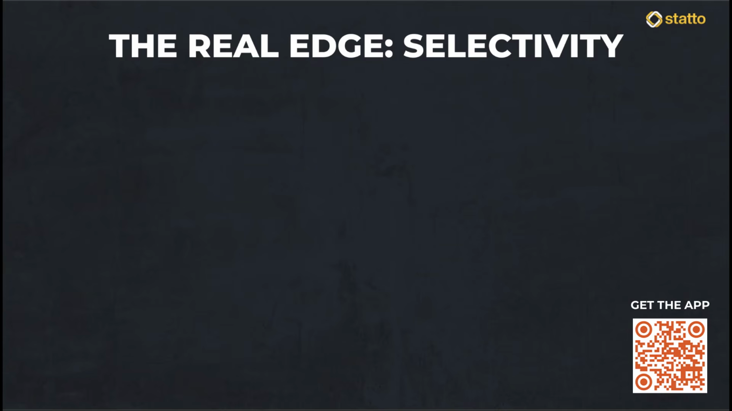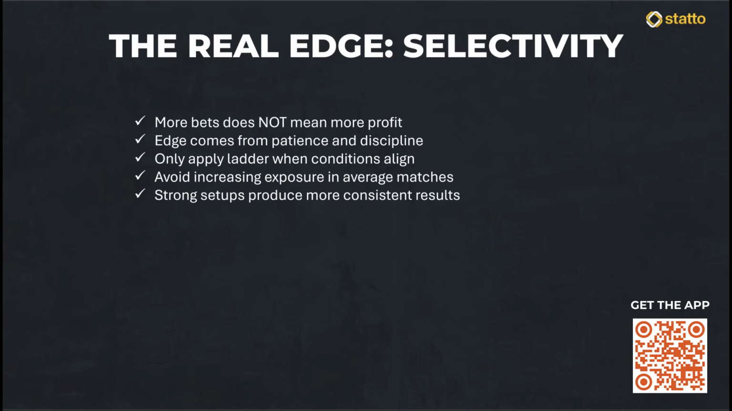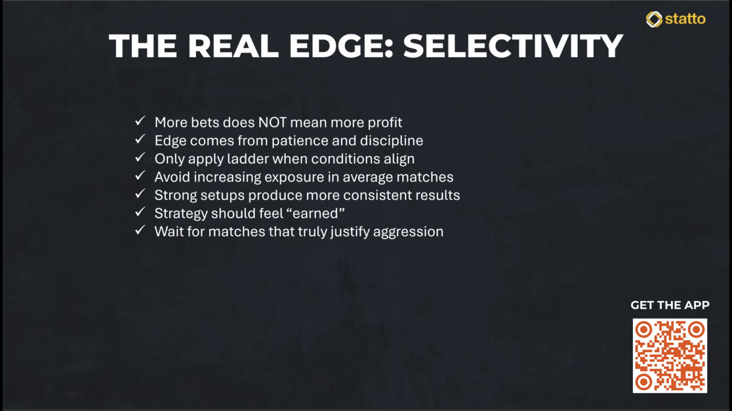And finally, this is where discipline really comes in. This is not a system where more bets equals more profit. In fact, it's the opposite. The real edge comes from being selective, from recognizing when everything lines up and having the patience to sit out when it doesn't. I learned this the hard way myself. I used to try and force these types of approaches into average matches, thinking I was giving myself more chances to win, but all I was really doing was increasing my exposure in games that didn't justify it. Once I tightened that up and only applied it in the right situations, the results became far more consistent.